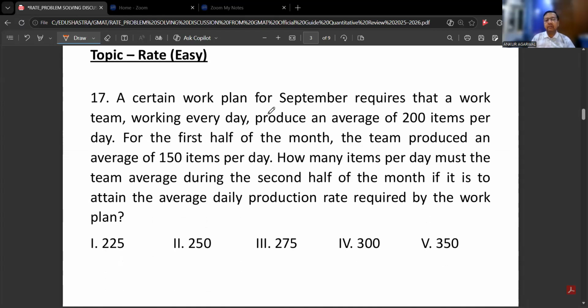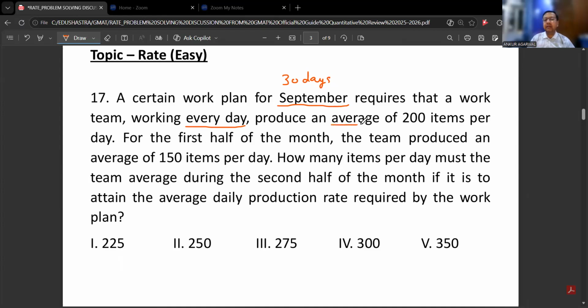A certain work plan for September, right? See, this is a very catch point here. September is having how many? 30 days, right? Now, you will be a little amazed why I am talking about these days, but when you go ahead and read the question, you will find that this is a very, very important point. It requires that a work team working every day, right? There is no holiday, no Sunday, nothing.